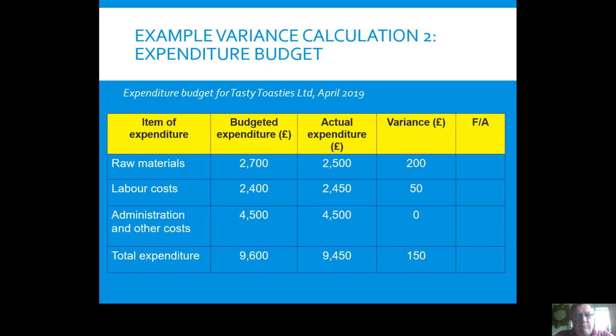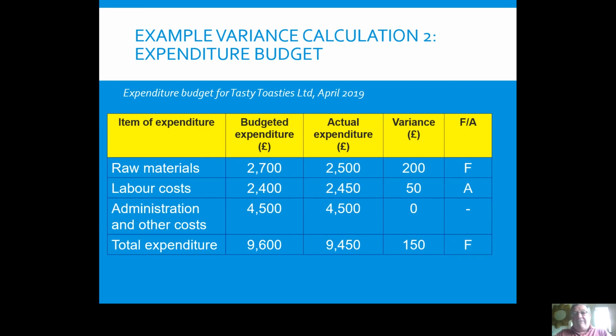Go all the way down, pause, have a go, and when you're ready to restart, have a look at the answers. Here are the answers, FA-F. So spending less than we thought is a good thing, it's favourable for raw materials. Spending more on labour costs is adverse, we don't want to spend more on our costs. Our admin costs were bang on, so we've just put a dash there, it's neither F nor A.